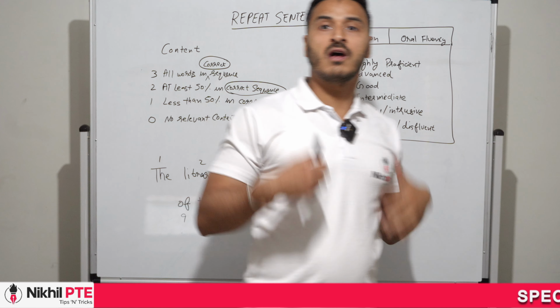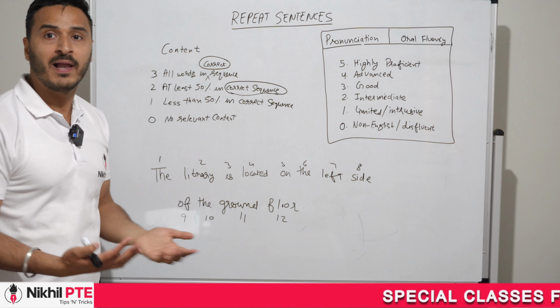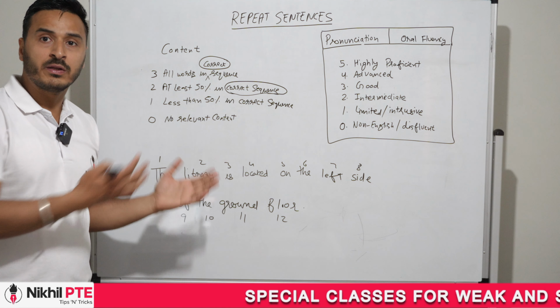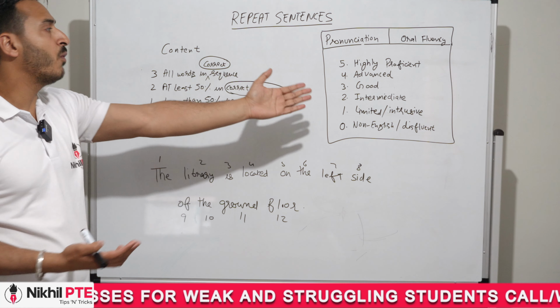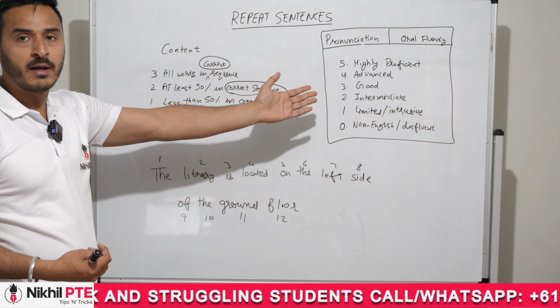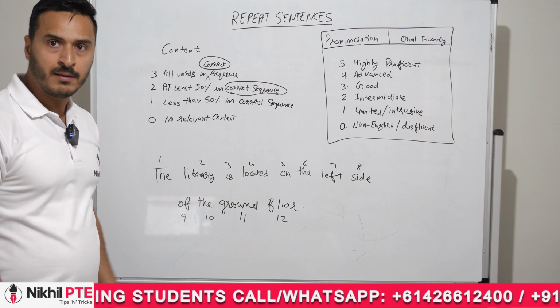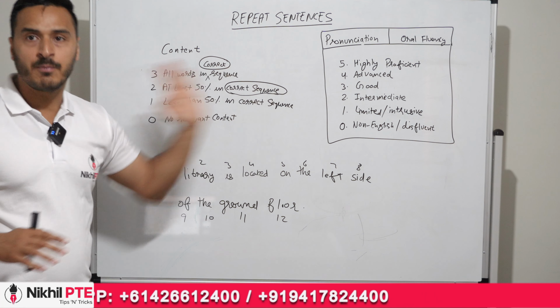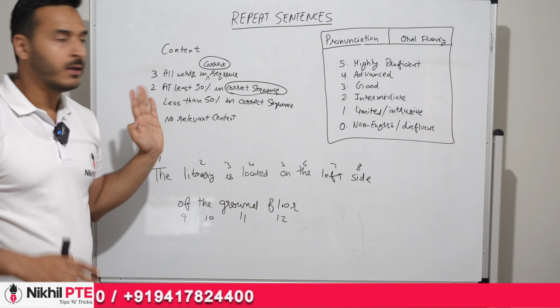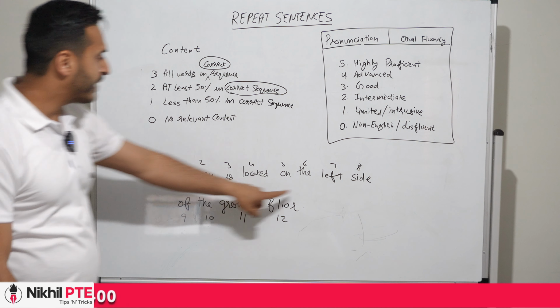Sometimes students are not able to speak well, however they know the content, but if you are getting marks only from the content, then how can you achieve good scores in pronunciation and oral fluency? So you have to balance these 3 pillars, right? So this is the correct sequence.